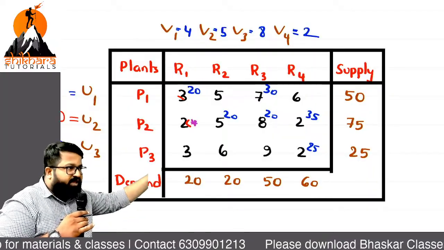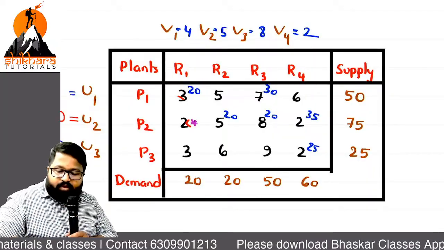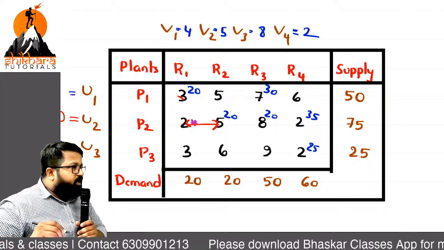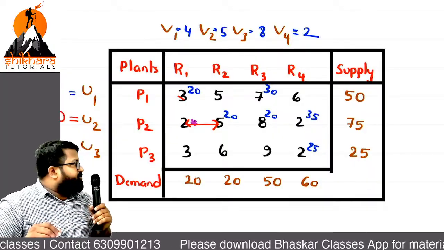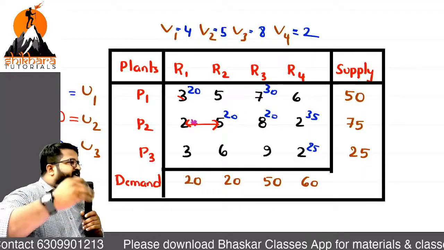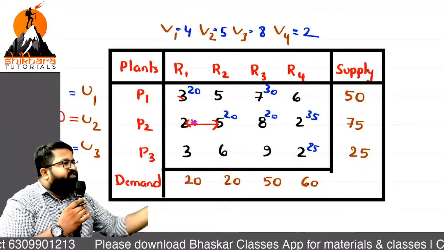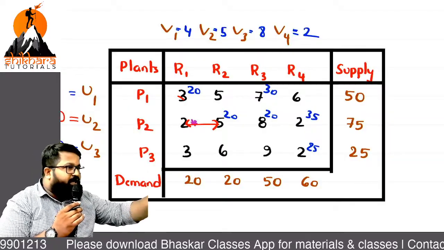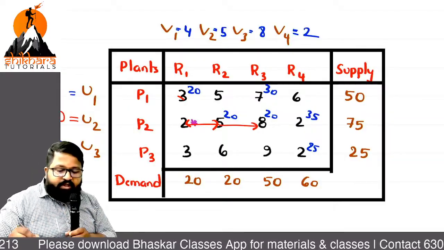As we are done with the 3, now let us go with the 5. Sir, I'm going with the 5. Clear? What is the next better option for me? Next better allocated cell. Every time when I'm moving, I have to move only towards allocated cells. So I'm moving to the next allocated cell.